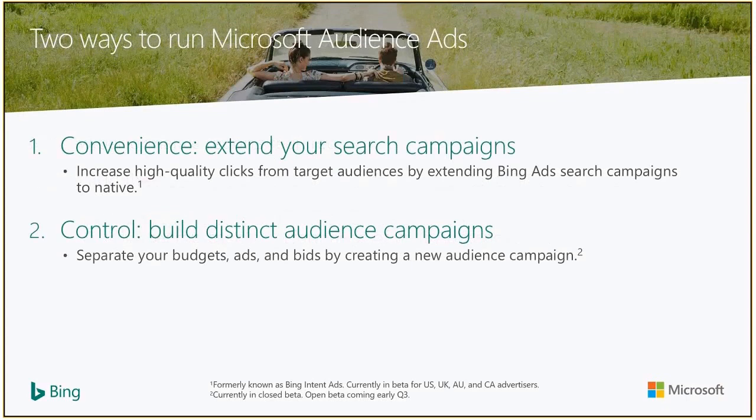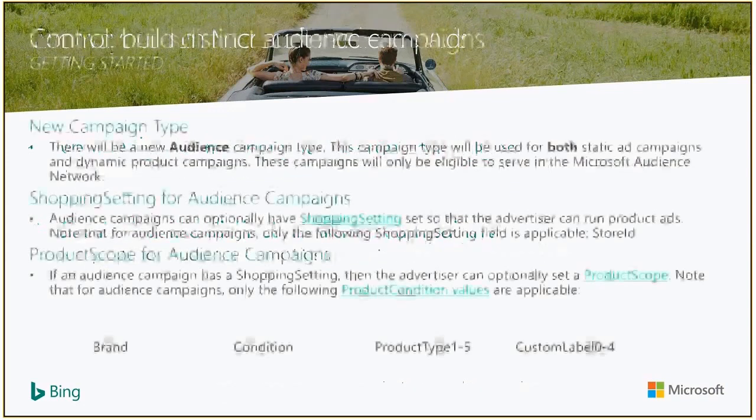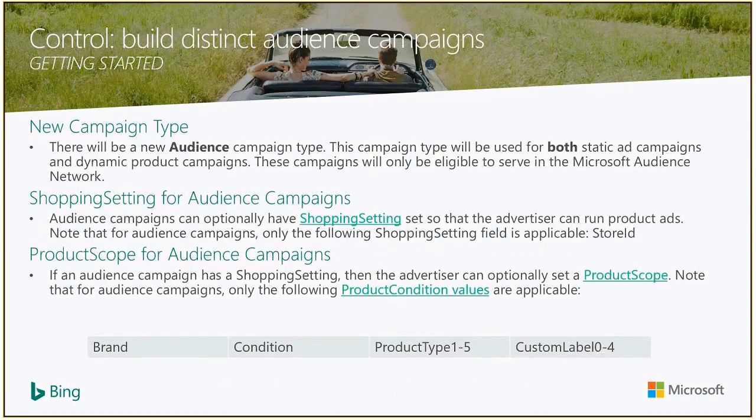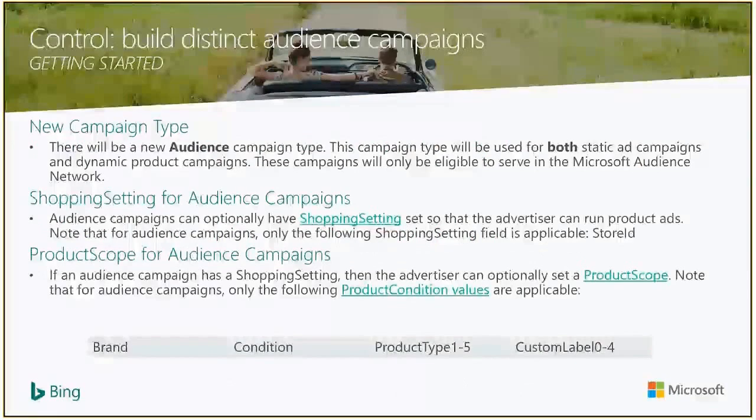So that was an overview of the first option. The new option that we are creating is a new audience campaign type. So let's take a closer look. The new audience campaign type will be used for both managing static image ads on the audience network as well as dynamic product campaigns on the audience network.